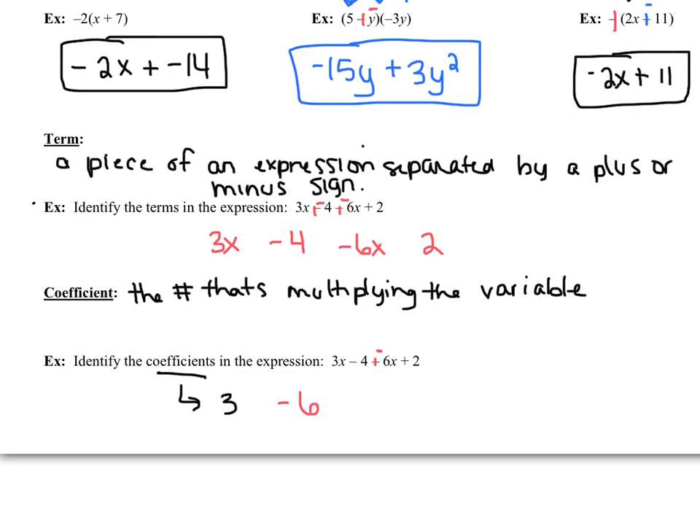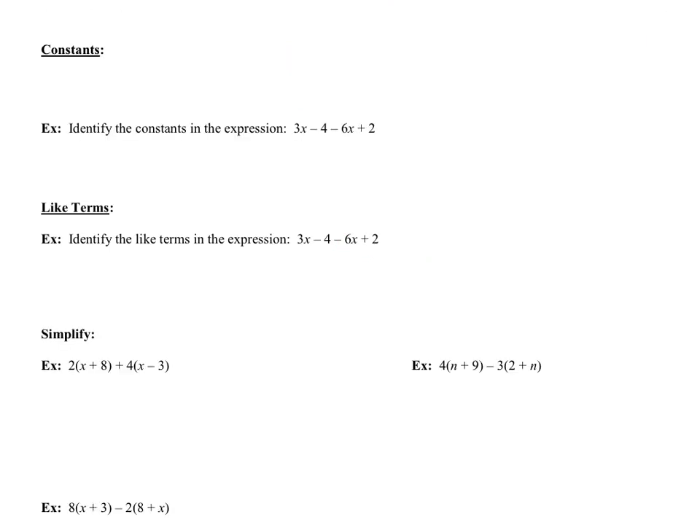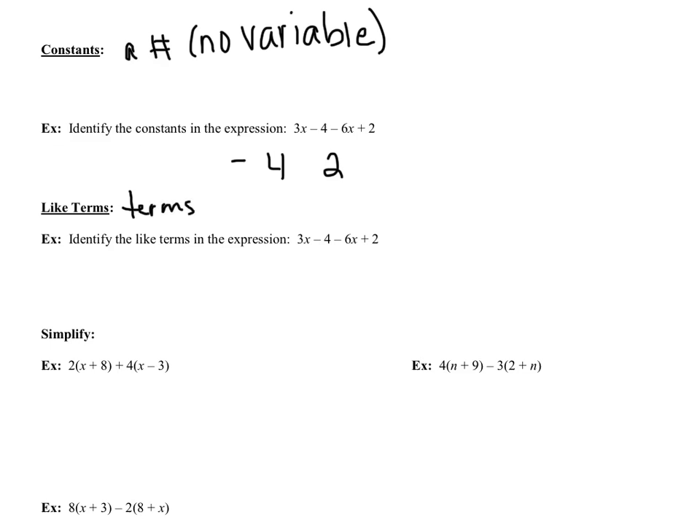Constants are pretty straightforward. The word constant means it can't change, it always stays the same. So in math, the easiest way to have a constant is it's just a number, because numbers aren't going to change. But what's important is there's no variable, because variable by definition means it can vary or change. Constant means it can't, so constants are just the numbers that are all by themselves. So in this problem, the numbers without variables are negative 4 and 2. Those are my constants.